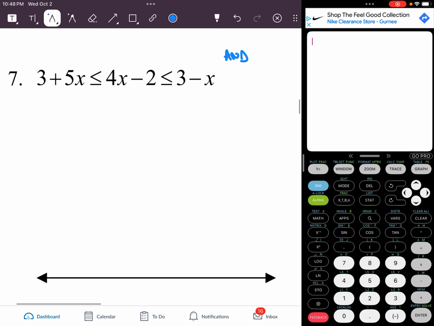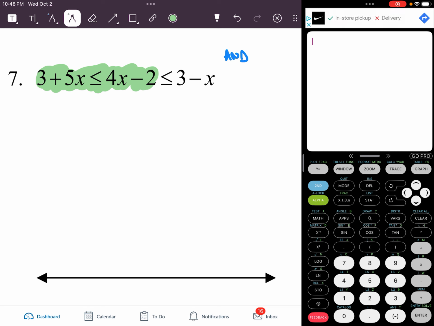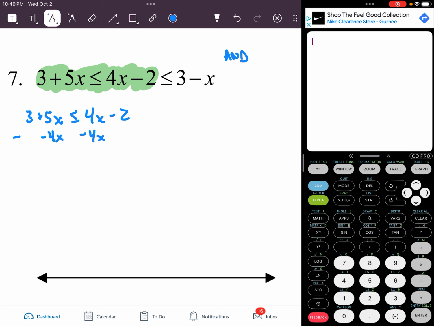Okay, now to solve these, we have to break these up into 2 pieces. So here's the first piece, all the left and all the middle. So let's put that part down first. So we're going to have 3 plus 5x, and 4x minus 2. We can solve this out. So we're going to subtract 4x, and subtract 3. So that goes away, so we're left with x less than or equal to negative 5. Okay, so that's the first part.